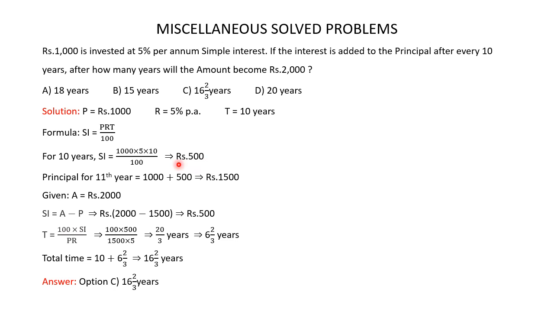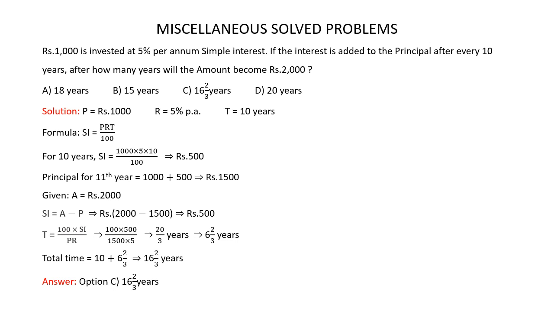Now this simple interest for 10 years has to be added to the principal to get the principal for the 11th year. So principal for the 11th year is equal to 1000 plus 500, which is rupees 1500. Now here we are asked to find after how many years will the amount become rupees 2000. So it's given that amount is rupees 2000. Now principal is rupees 1500, amount is rupees 2000. So simple interest is rupees 2000 minus rupees 1500, which is rupees 500.